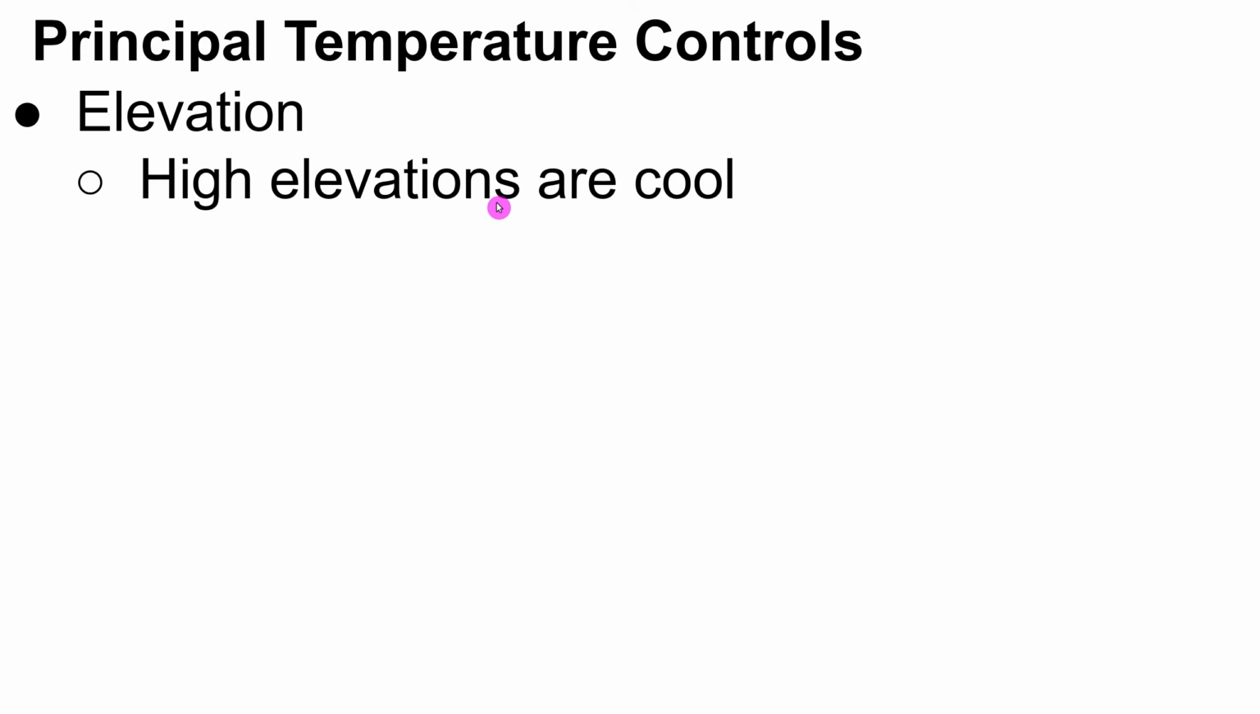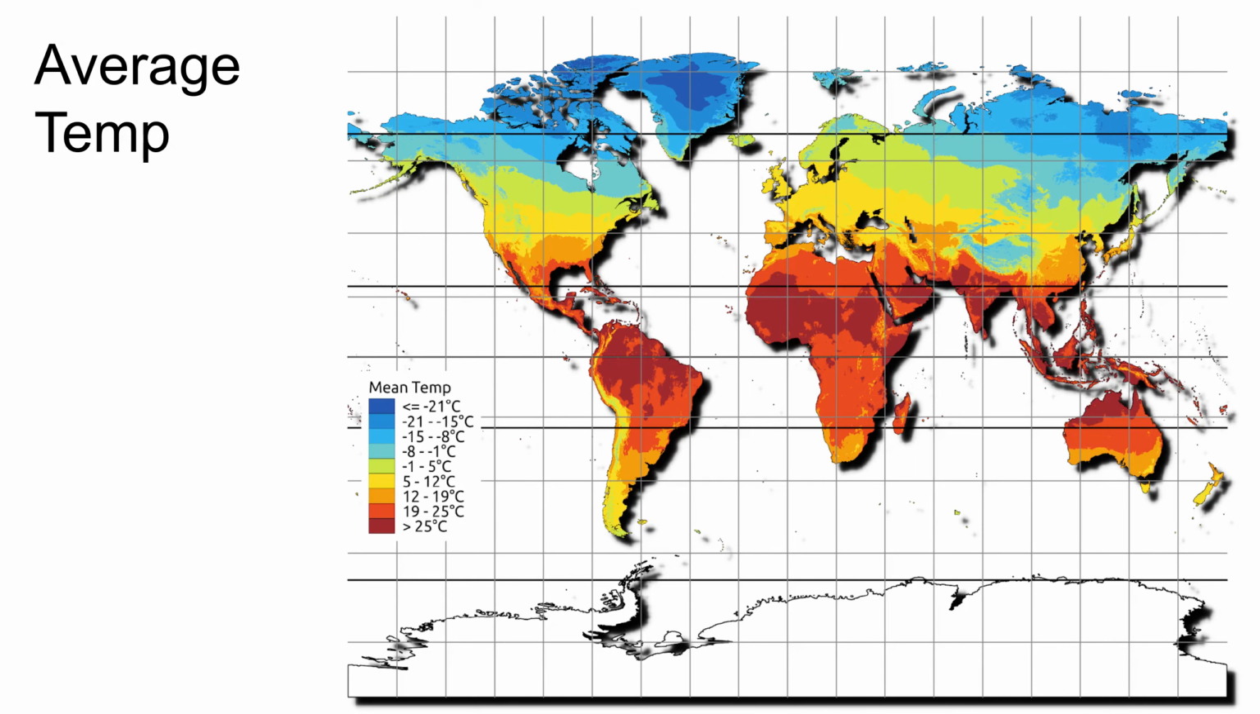Elevation, it's cool to be high. High elevations are cool. If we look at this global map, and I'm about to show you a whole bunch of different maps of average temperature and temperature range, you can see the main trend is latitude. The tropics are hot, the poles are cold, followed by latitude and elevation.